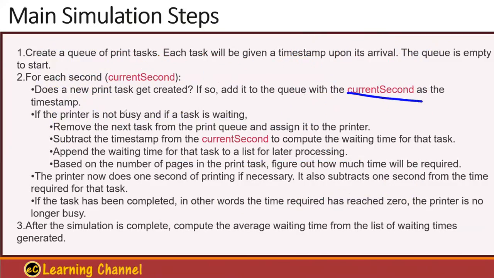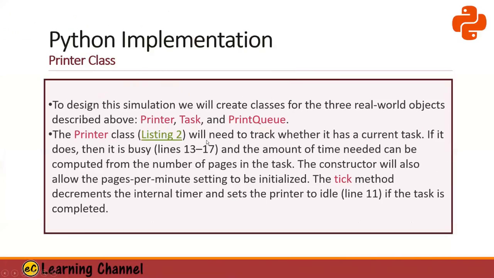We need to put a timestamp on there so we would know, when a print job is executed, how much time it takes. So if the printer is not busy, and if a task is waiting, remove the next task from the print queue and assign it to the printer, then subtract the timestamp from the current time to compute the wait time for that task, and append the wait time into a list for later processing. Each time a task is put into or taken out of the queue, we calculate how much time is spent. Based on the number of pages for the print task, figure out how much time is required. The printer then does 1 second of printing if necessary, and also subtracts 1 second from the time required for the task. When the simulation completes, calculate the average wait time for the print queue. Okay.